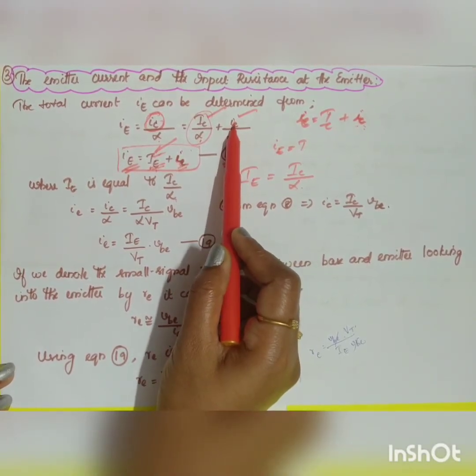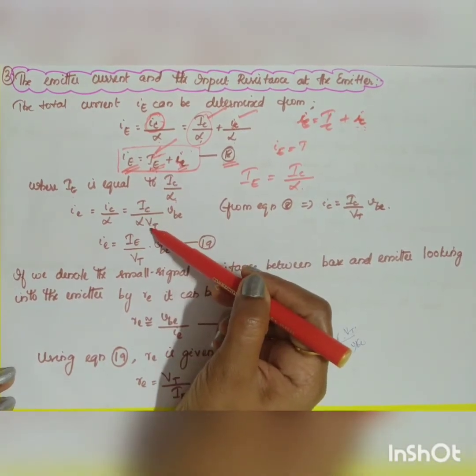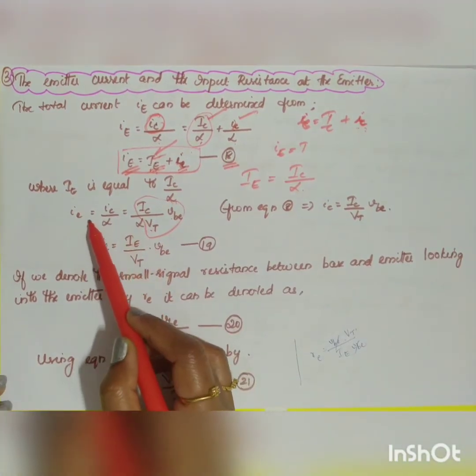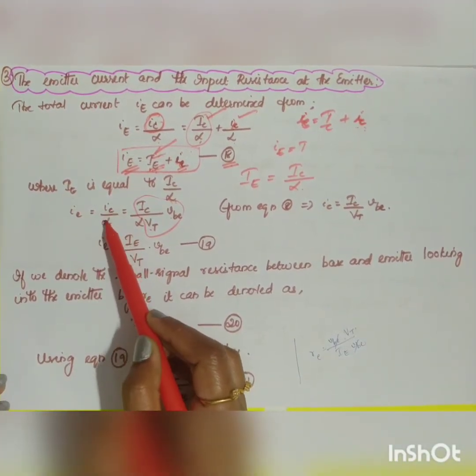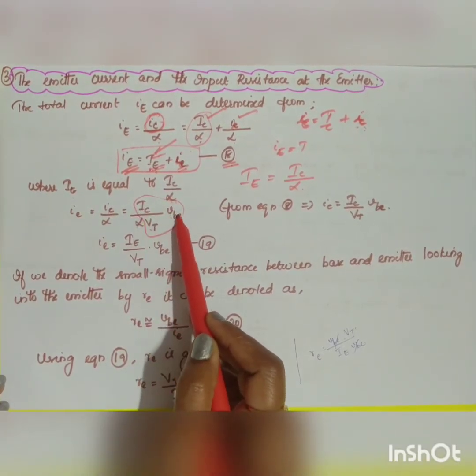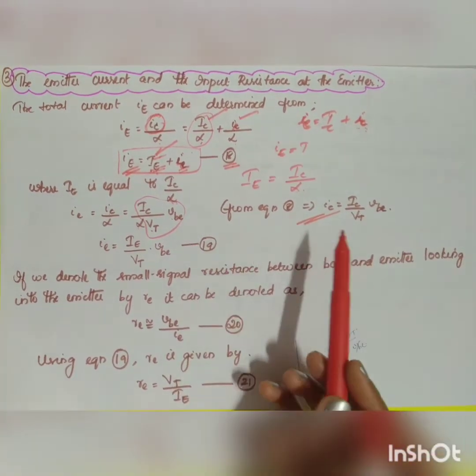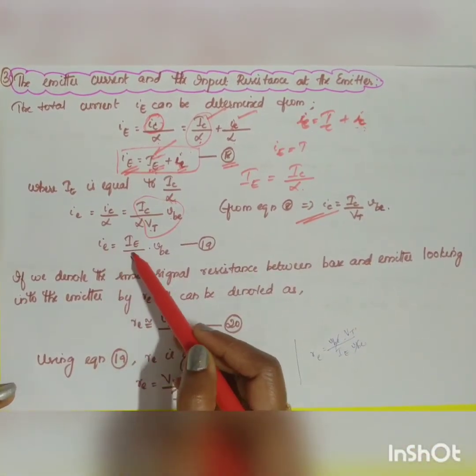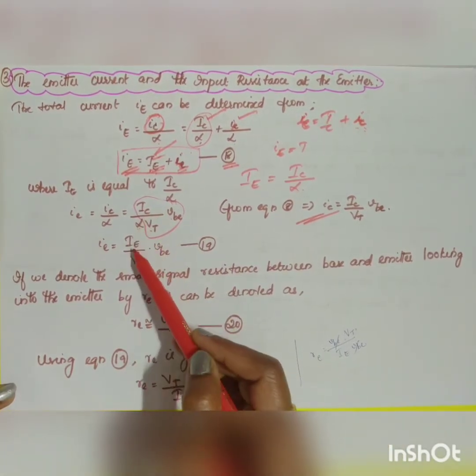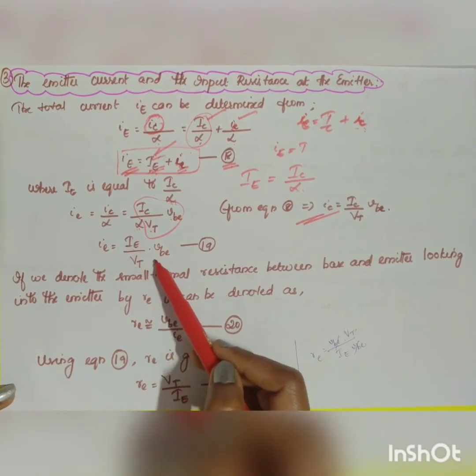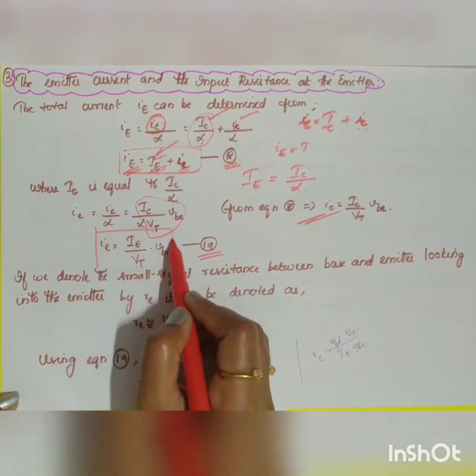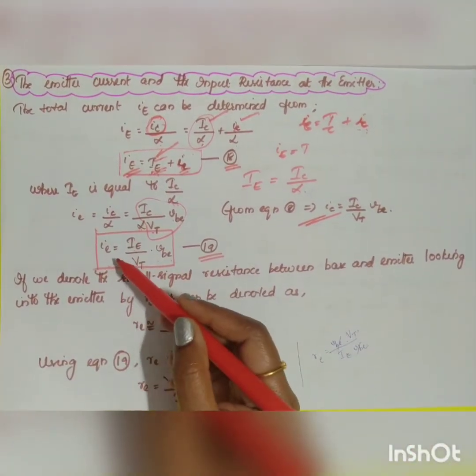Now you know the value for ic: IC by VT into small vb. You are substituting the value, which is what is written here. Small ie is equal to small ic divided by alpha, which is equal to IC divided by alpha into VT into small vb. This is from equation 8. So you can write small ie as capital IE divided by VT into vb. That is taken as equation 19. So this is going to be your small signal emitter current.